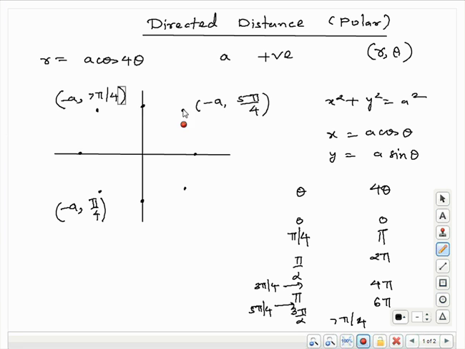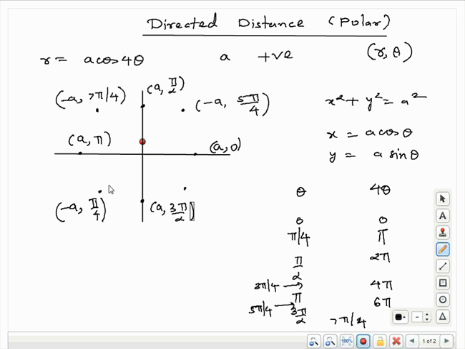So I hope you understand every single point that we have discussed. What coordinates does it have? We started, I think, from this one. It has r of a, theta of 0. Then we discussed this one. It has r of a, theta of pi by 2. Then we discussed this one. It has r equal to a, theta equal to pi. Then we discussed this one. r equal to a, theta equal to 3 pi by 2. These 4 we discussed.